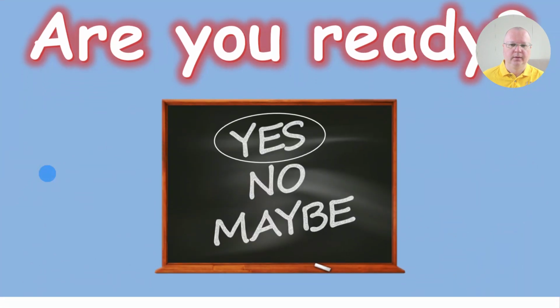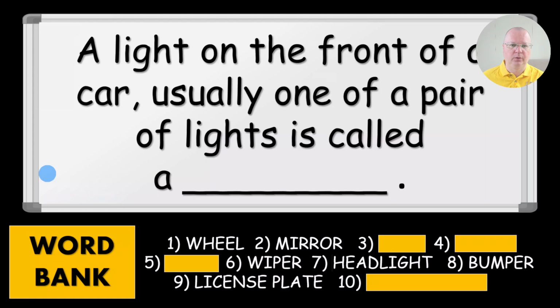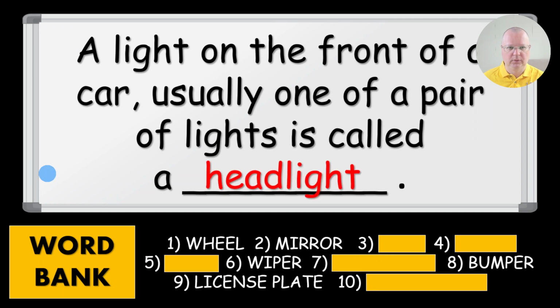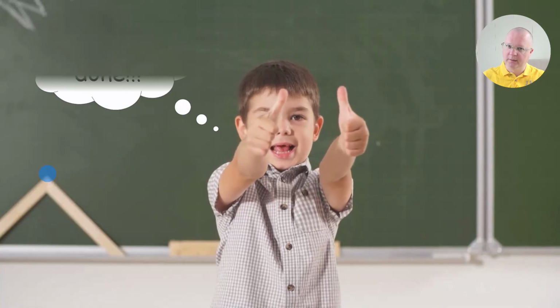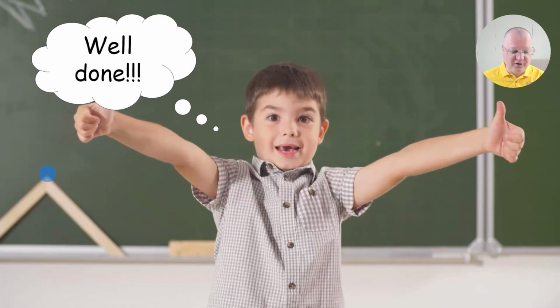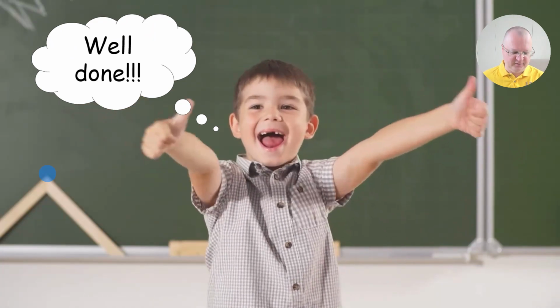And this is the last one. So a light on the front of a car, usually one of a pair of lights, is called a headlight. 5 questions, 5 pairs of students. Or as an option, you can do it together with the whole class. Well done! Good job, everyone! Good job!